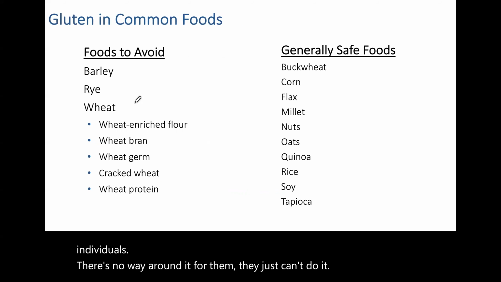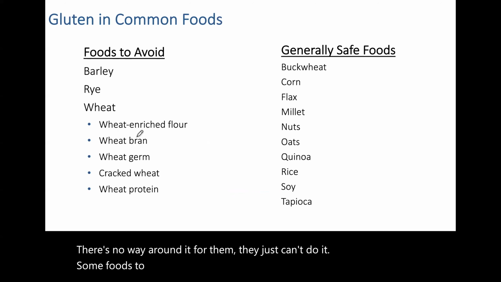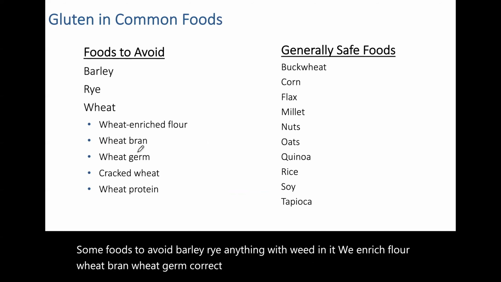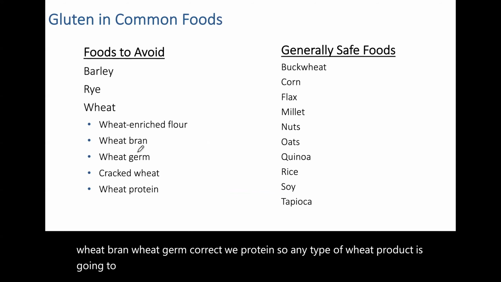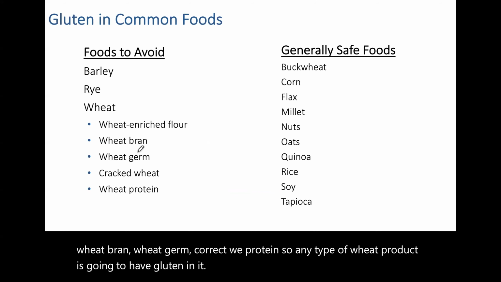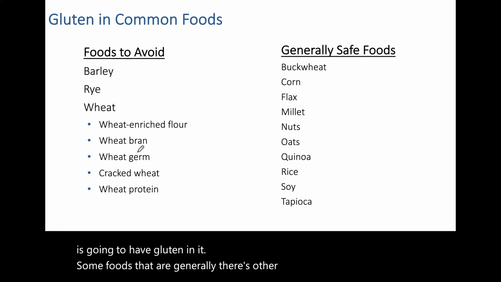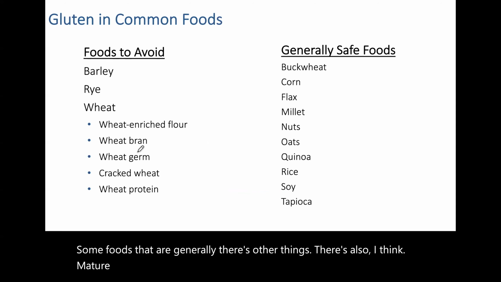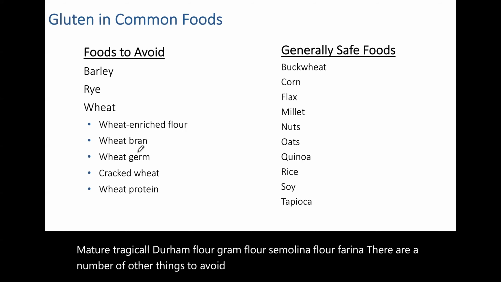Some foods to avoid: barley, rye, anything with wheat in it, wheat enriched flour, wheat bran, wheat germ, cracked wheat, wheat protein. So any type of wheat product is going to have gluten in it. There's also triticale, durum flour, gram flour, semolina flour, farina. There are a number of other things to avoid. I just put the three biggest ones there.